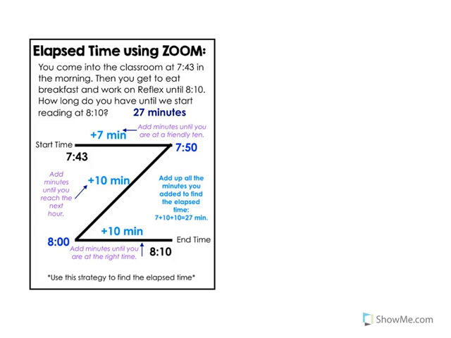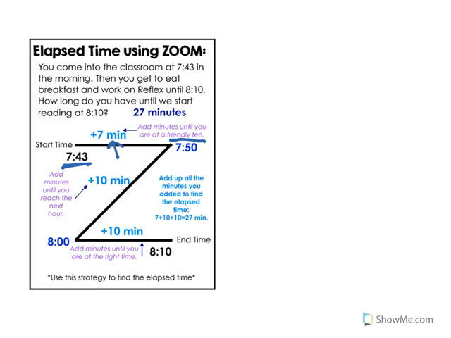The first part of the Z is where we put our start time, okay? Then the next step is that we add minutes until we get to a friendly 10. So for example, this one says you come into the classroom at 7:43 in the morning. Then you get to eat breakfast and work on reflex until 8:10. How long do you have until we start reading at 8:10? So if we look at it, we're at 7:43. I'm going to add 7 minutes to get to a friendly 10.